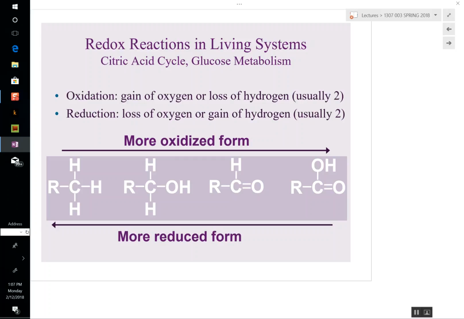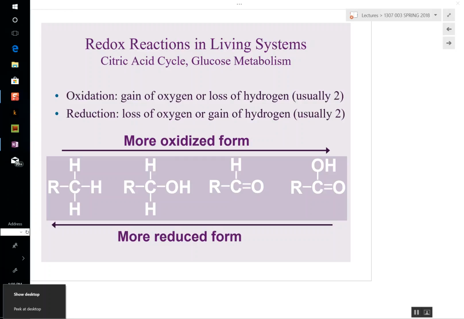All right, and then if you were to start with a carboxylic acid and move back here, you would see the exact opposite happening. It's losing oxygen, it's gaining hydrogen, and losing oxygen. That's all reduction. Okay, so keep that in mind, because now we're gonna oxidize an alcohol. We're gonna oxidize an alcohol.